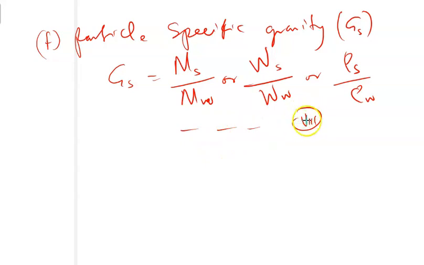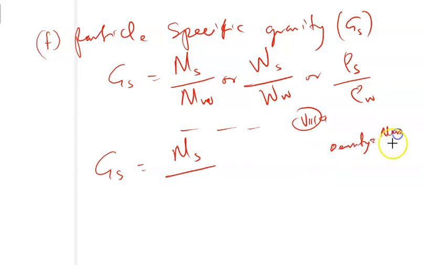So we'll call it 8a. This is equation 8a. Then we can also express the specific gravity as the mass of solid over the mass of water, which will be the volume of water times the density of water. Remember that we said density is equal to mass over volume.